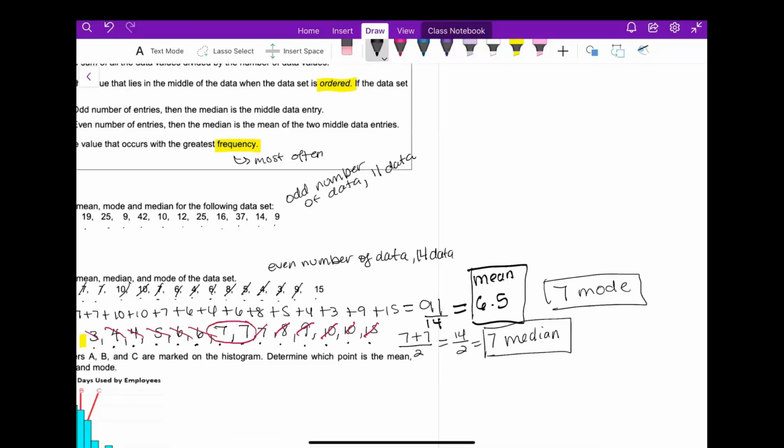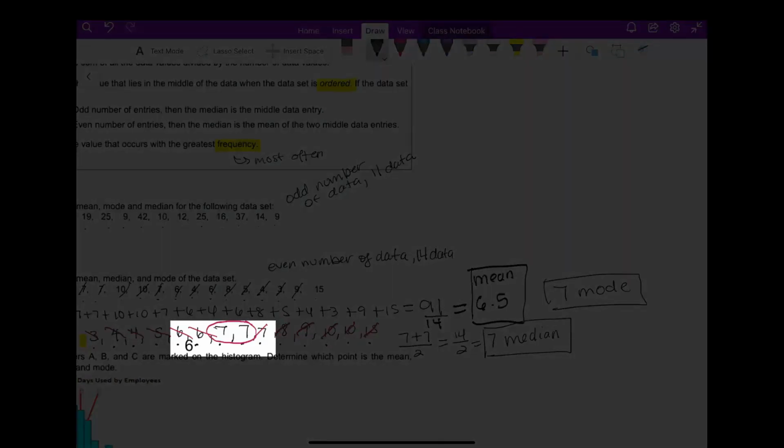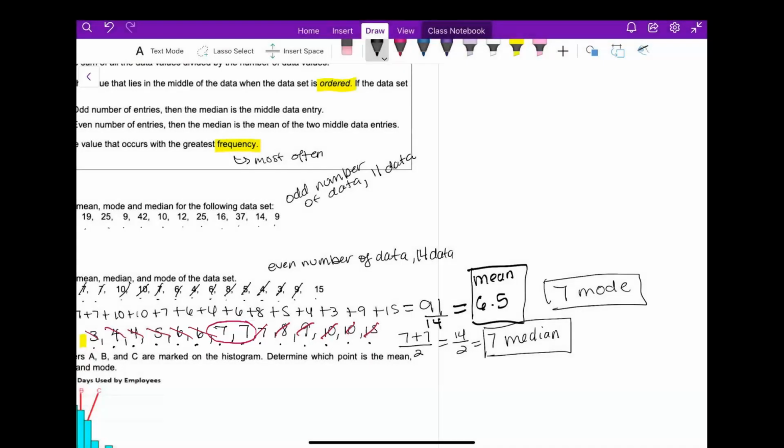Mode is the only central tendency that can have more than one answer. So for example, there can be two modes. If the 6 had been present 3 times, so it would be 3 6s and 3 7s, the mode would be 6 and 7. Nothing else in this central tendency list of mean, median, and mode can have more than one answer except for the mode.